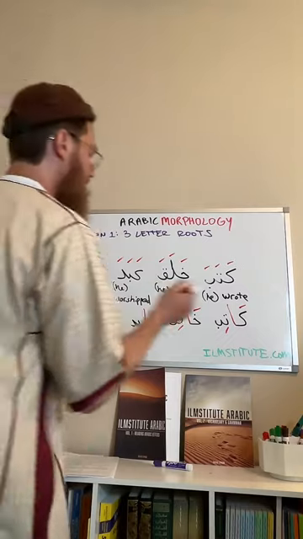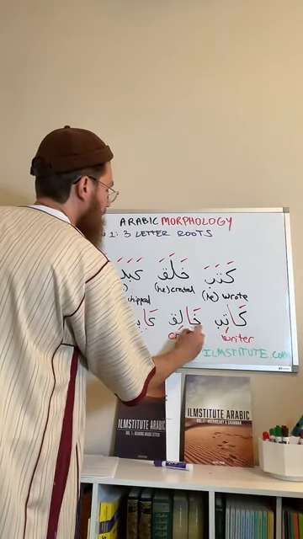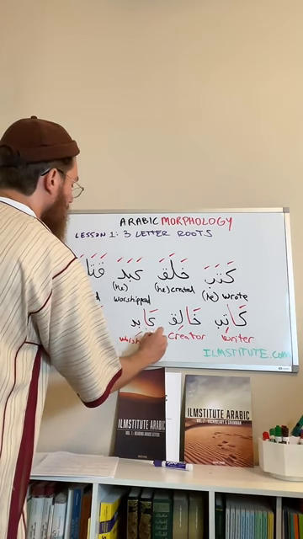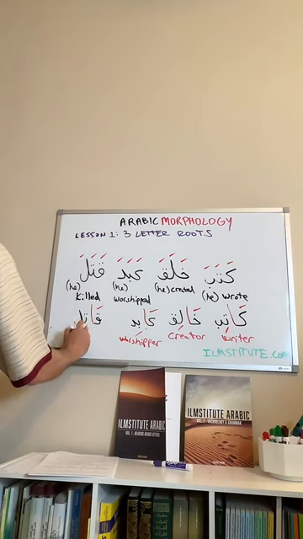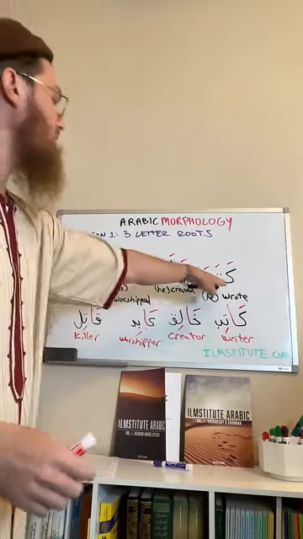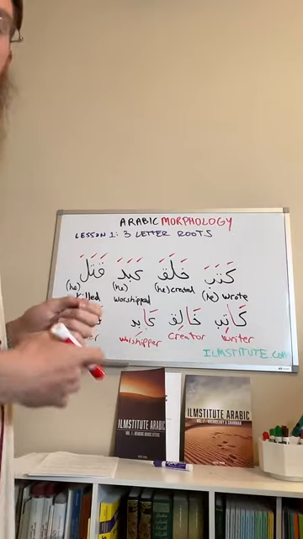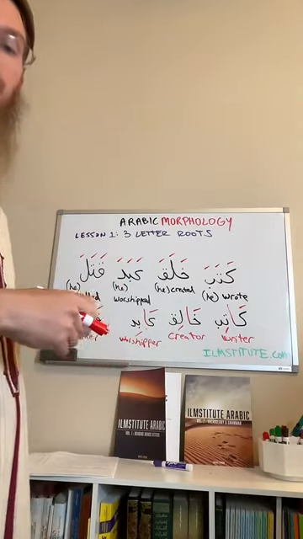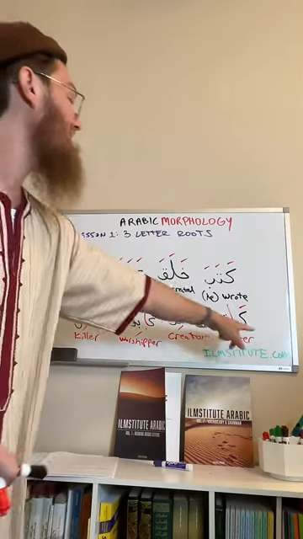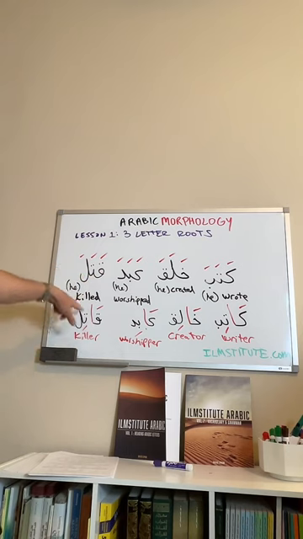So, katib means writer. Khaliq means creator. Abid means worshipper. Qatil means killer. Is this making sense? This is morphology. All right, you see the roots are the same. And the roots, because they're different, they indicate a certain meaning. But then the harakat and the letters can form patterns that also have a specific meaning related to the root. So, kataba, he wrote, katib, writer. Khalaqa, he created, khaliq, creator. Abada, he worshipped, abid, worshipper. Qatala, he killed, qatil, killer.